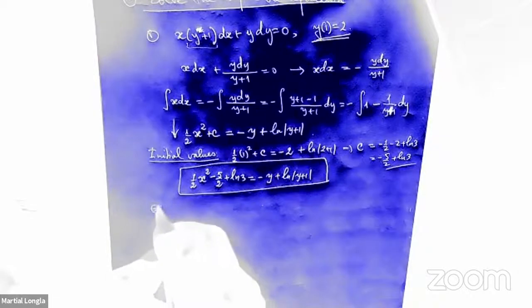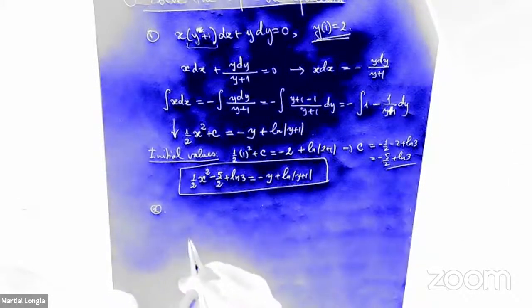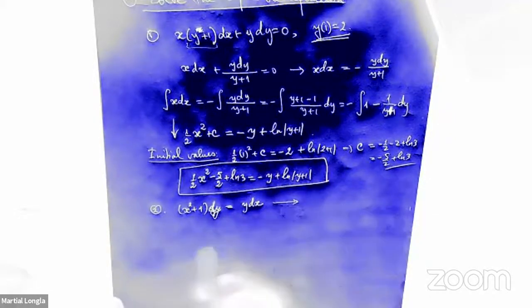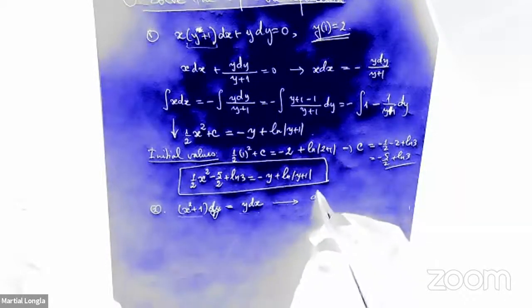And the second one was simpler. It stated that (x squared plus 1) dy equals y dx. I think that's what it was. Again, it's a separable equation. So what you do is you separate the variables. We divide by x squared plus 1 and we divide by y. So we get dy over y equals dx over x squared plus 1.